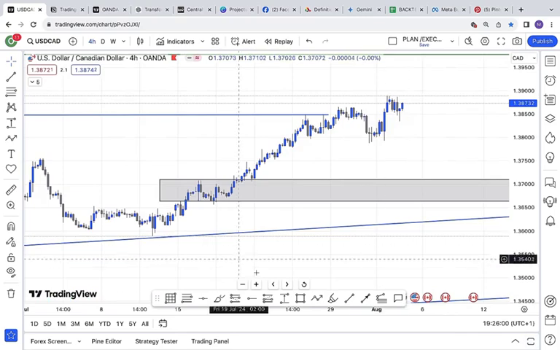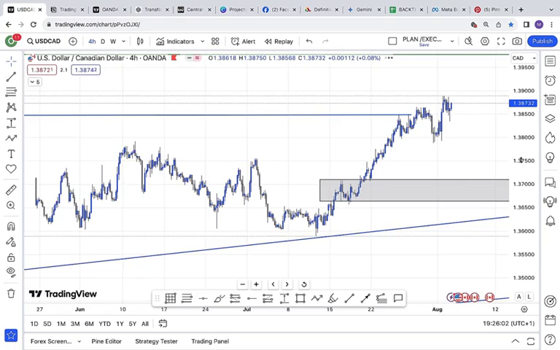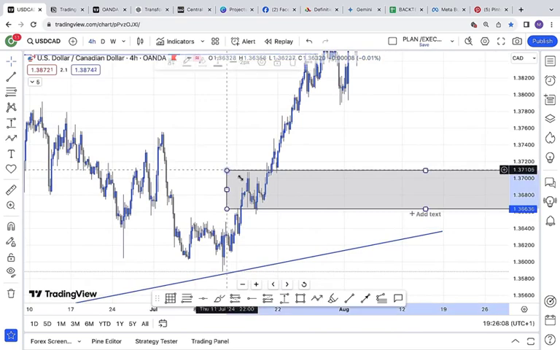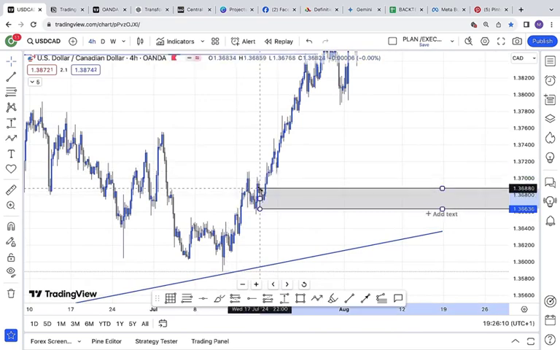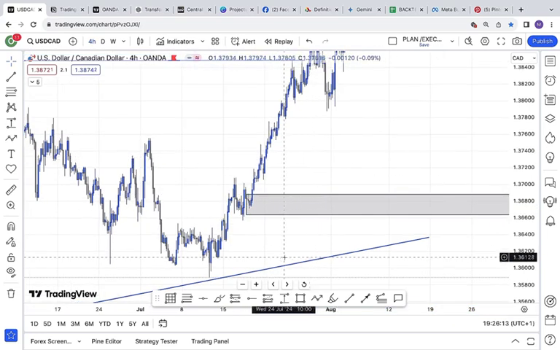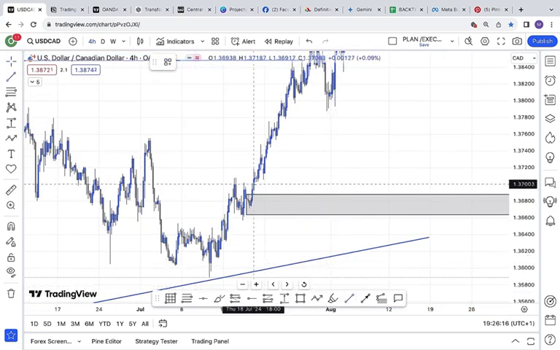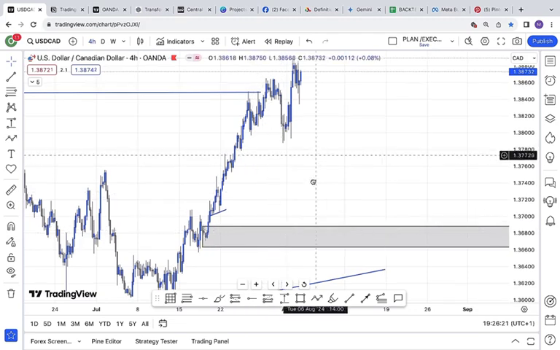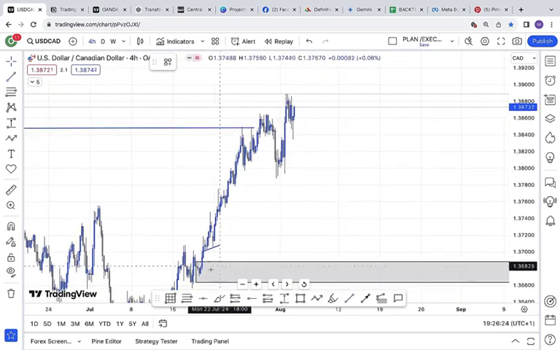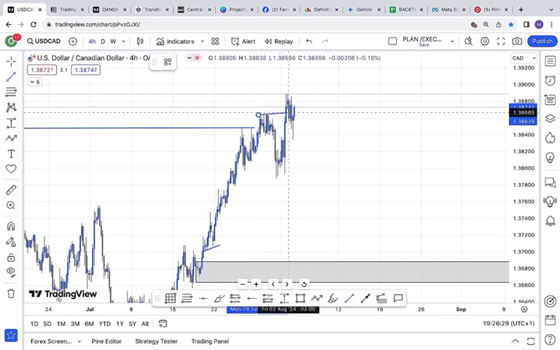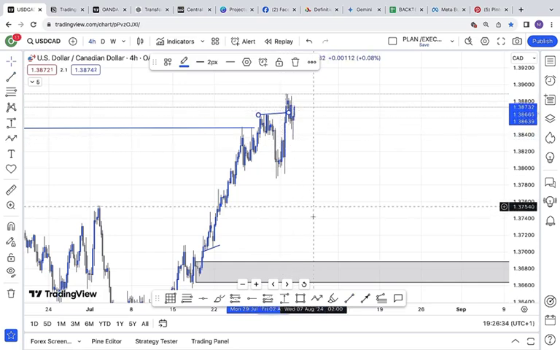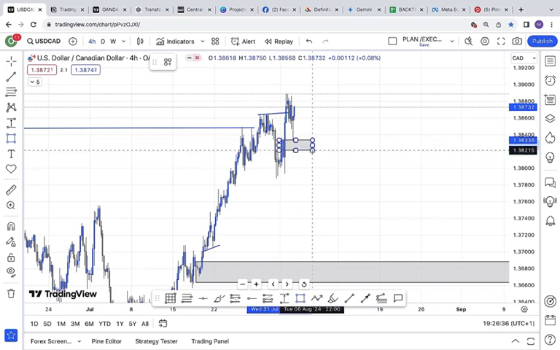On the 4-hour time frame, as you can see here, we have this demand area to be tested. We have this liquidity building up here, so I'm expecting price to take out this liquidity and tap into this demand zone. We have the sweep here, we have a pullback, we are reacting off from this demand.